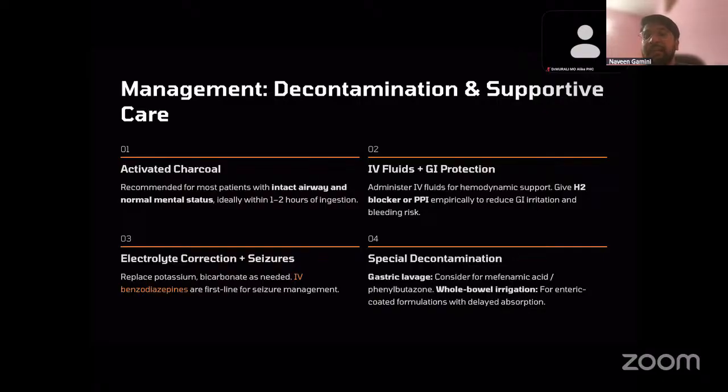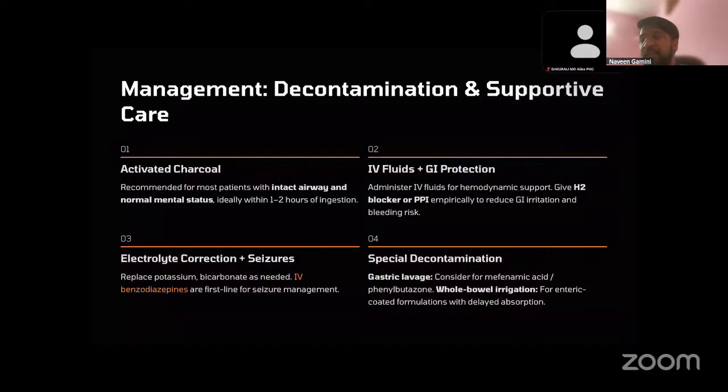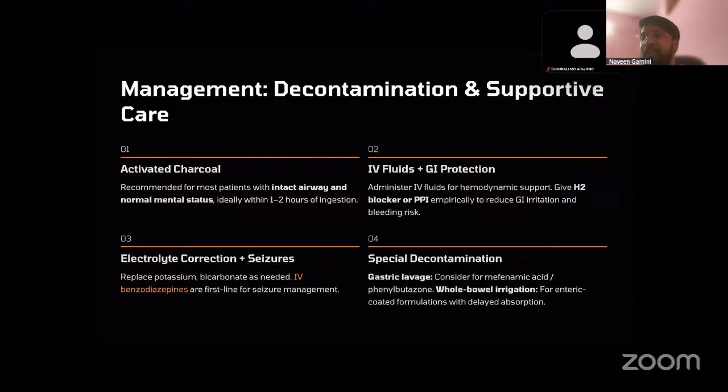And definitely these NSAIDs will cause renal disturbances and electrolyte disturbances. So always try to correct the electrolytes. We need to replace the potassium and bicarbonate as needed. And if the patient is having seizures, IV benzodiazepines are first line of management. For special decontamination, we can consider gastric lavage if the drug is mefenamic acid or phenylbutazone, because these are long acting, so gastric lavage will be helpful. And even whole bowel irrigation can be advised if these are enteric coated formulations with delayed absorption.